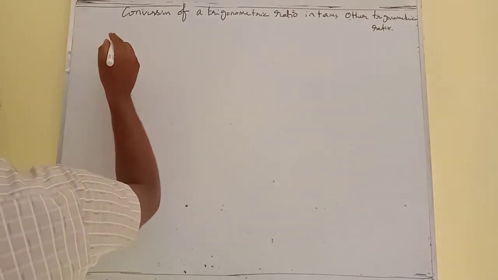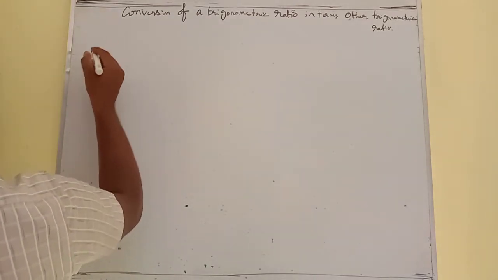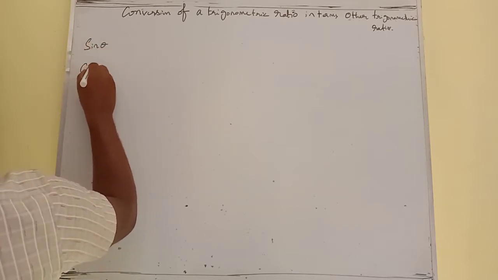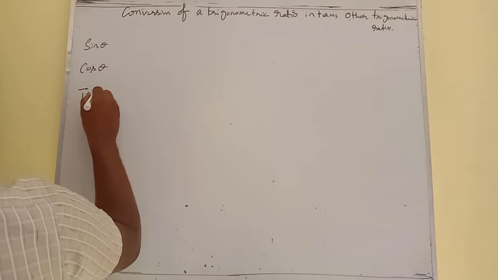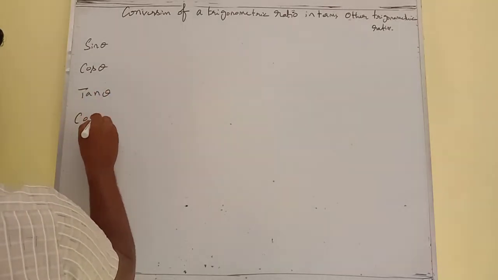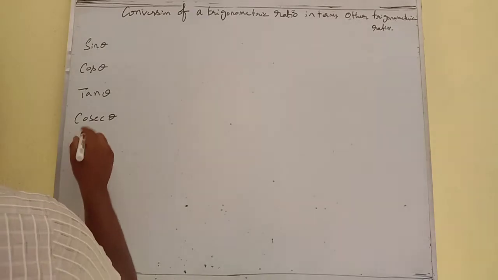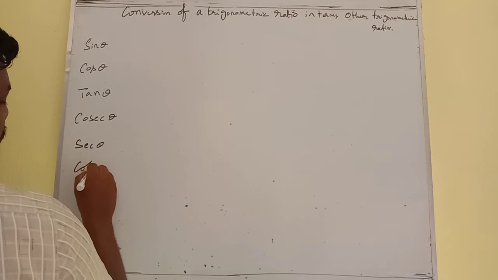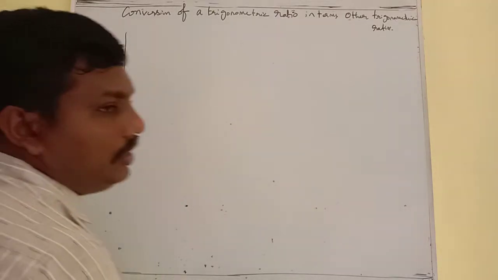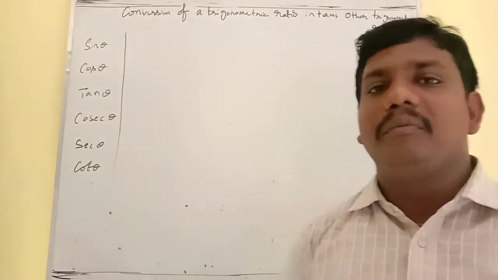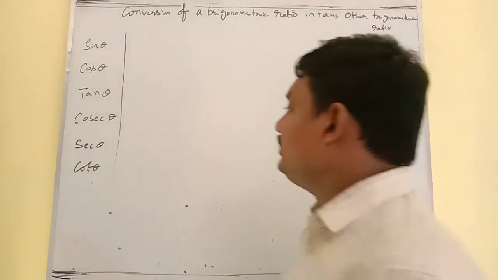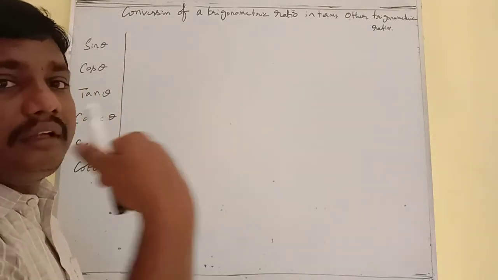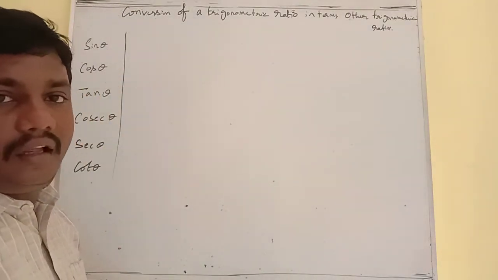Now, how to convert this? We have six trigonometric ratios. First we have sine theta. Second is cos theta. Third is tan theta. Then cosecant theta. These are reciprocal ratios, we know. Then secant theta. Next is cot theta. So these are the six trigonometric ratios. We are going to convert these six ratios in terms of other ratios. That means first, sine theta we are going to convert in terms of cos theta, tan theta, cosecant theta, secant theta and cot theta.